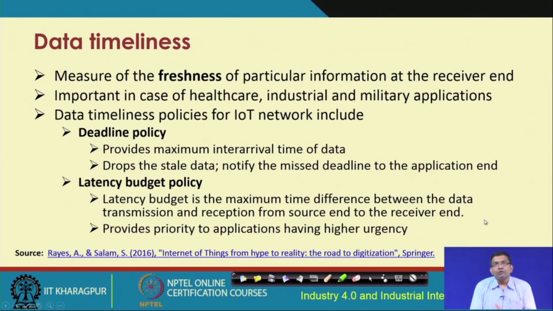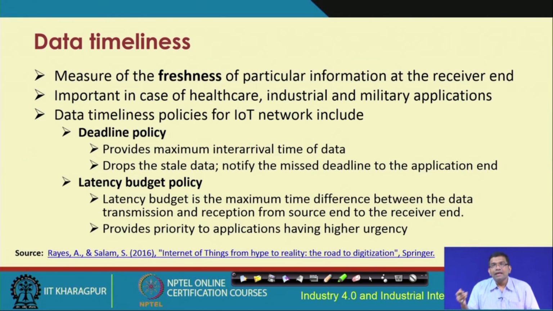Timeliness, the second attribute, is basically the measurement of the freshness of a particular piece of information when it is received at the receiver end. So, from the source till the receiver, the data is sent and received, but when it is received, how fresh is that data? This is a very important consideration, particularly for applications where there is safety criticality and real time requirements.